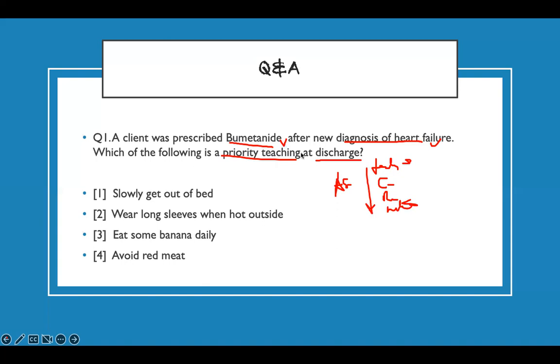Bumetanide prescribed with a new diagnosis of heart failure. Which of the following is at discharge? The buzzwords are the medication bumetanide and heart failure, and the rewrite is basically that the patient is going home on that. What is the priority teaching? And then you evaluate the answer. Slowly get out of bed. So when you rewrite, you come up with the things. What is bumetanide? Before you even look at the answer choices, it's a loop diuretic. What are the side effects of a loop diuretic?